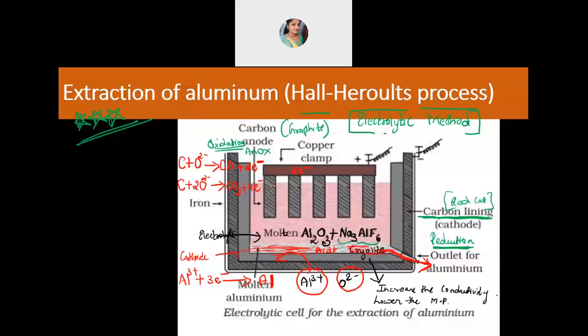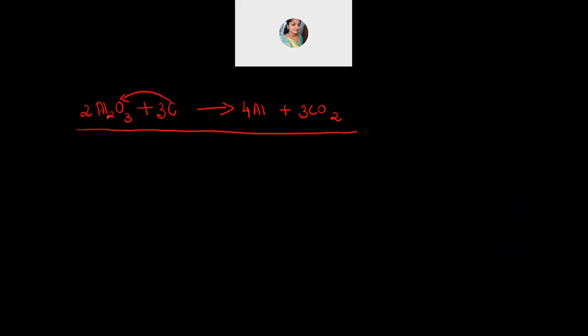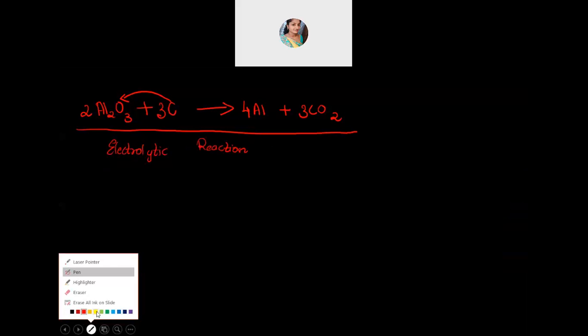Okay, so this is the overall reaction. We will just write them separately. This was the overall reaction here. On the whole, aluminium oxide combines with the carbon rod, giving you aluminium and carbon dioxide. Now write them separately. It's better if you also write down along with me the electrolytic reactions which are taking place at the cathode and anode. This is how they will ask also. Electrolytic reaction at the cathode. We will write first at the cathode.